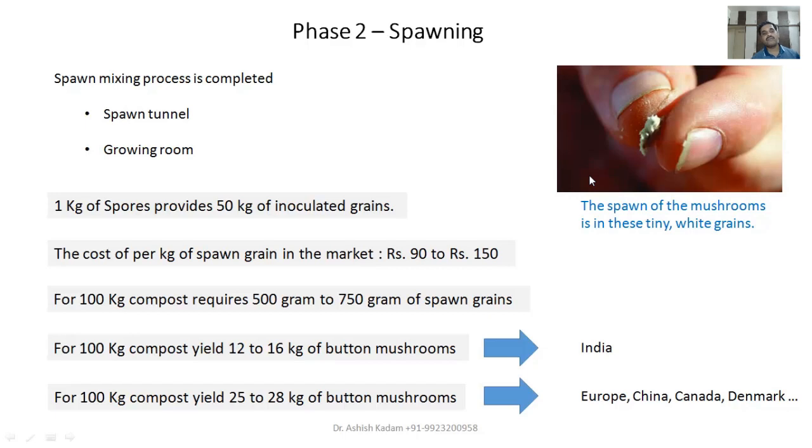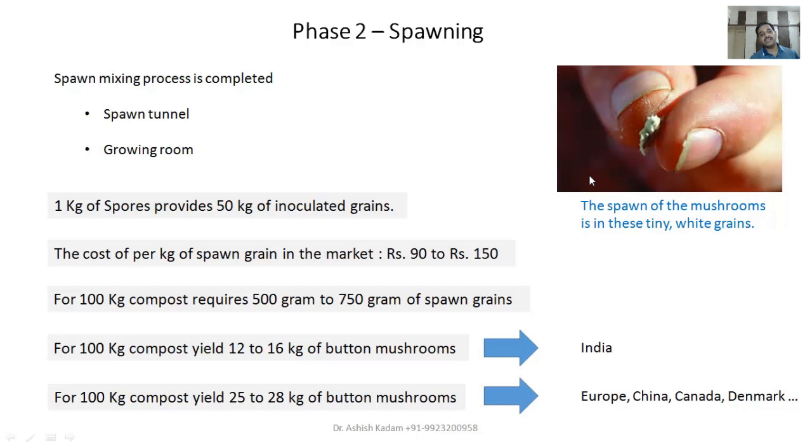But if you visit the farms in Europe or in Canada or in Siberia or in Ukraine, you will see that people are directly mixing the spawn with the compost in the growing rooms. Of course, they are using very sophisticated technology for spreading the compost over the beds and mixing the spawn in the compost. There are certain advantages you get.